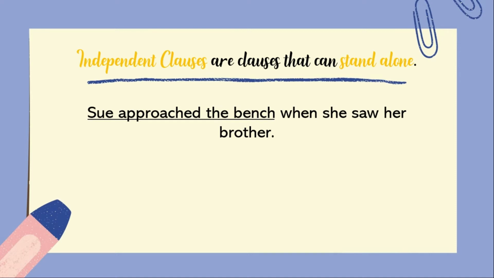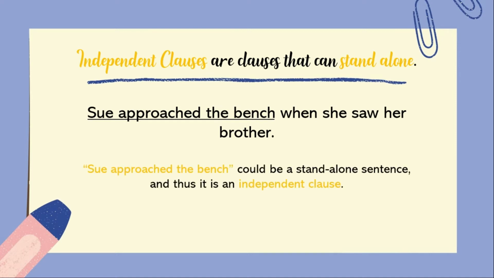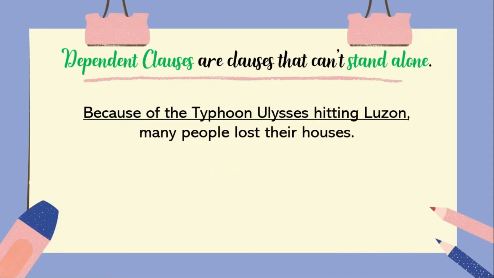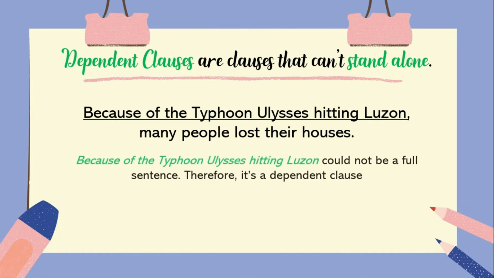Sue approached the bench when she saw her brother. Sue approached the bench could be a standalone sentence, and thus it is an independent clause. Dependent clauses, on the other hand, are clauses that can't stand alone. Let's have some examples. Because of the typhoon Ulysses hitting Luzon, many people lost their houses. Because of the typhoon Ulysses hitting Luzon could not be a full sentence. It depends its meaning on other parts of the sentence to make sense.